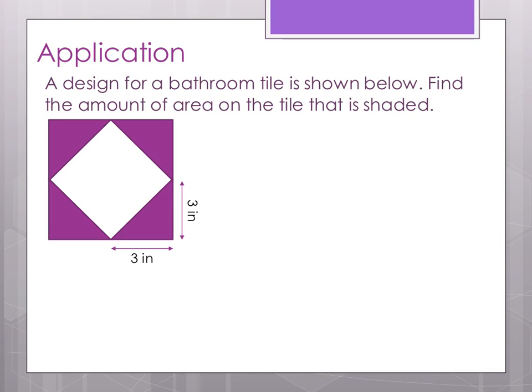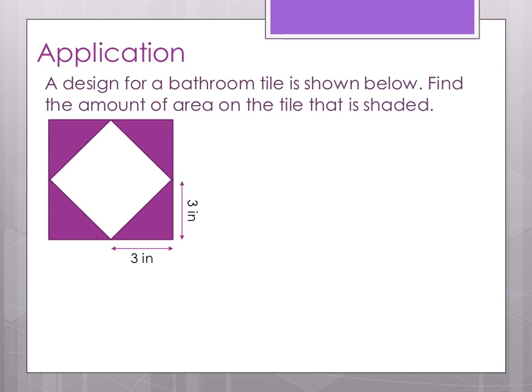Lastly, we're going to look at an application problem that involves finding the area of a triangle. So a design for a bathroom tile is shown below. Find the amount of area on this tile that is shaded. So we don't want the entire area of the square here, we just want the purple parts. So if you'll notice, this shaded area is the composite of 4 different right triangles. We've got a right triangle here, a right triangle here, a right triangle here, and then a fourth one here.